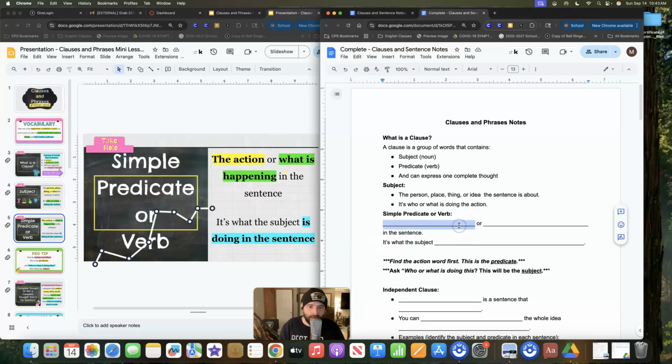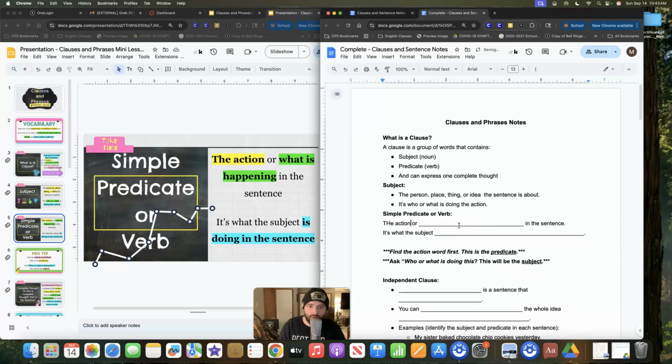Now, what is that action? It's known as a predicate. This is the action, or what is happening in the sentence. It's what the subject is doing in the sentence. Sorry about that capital H. I didn't have an "is" here, that's on me, y'all. It's what the subject is doing in the sentence.